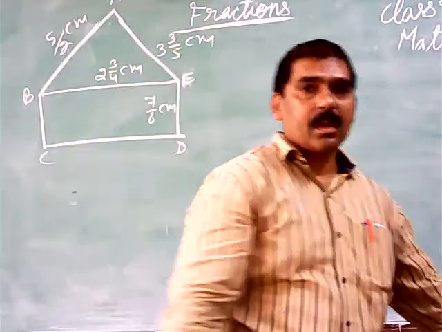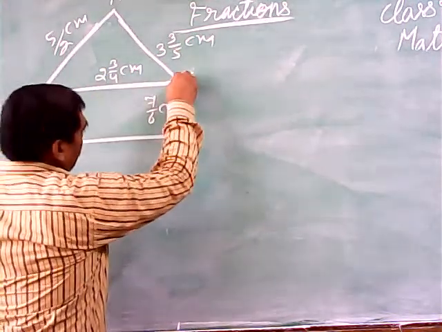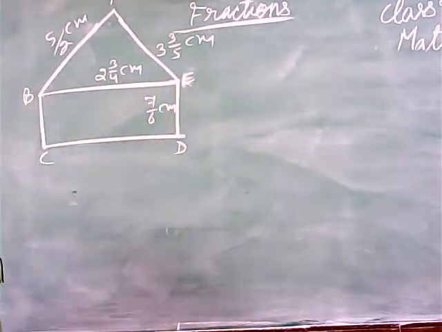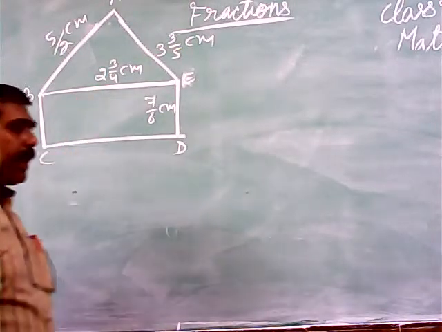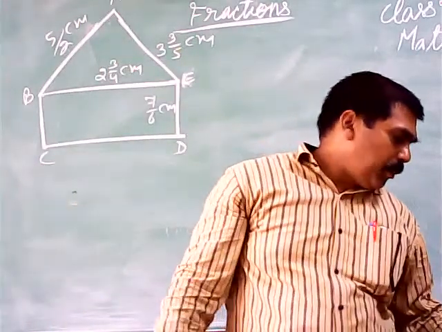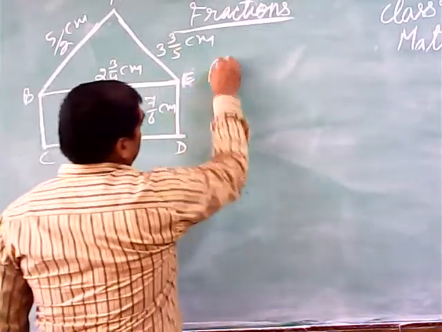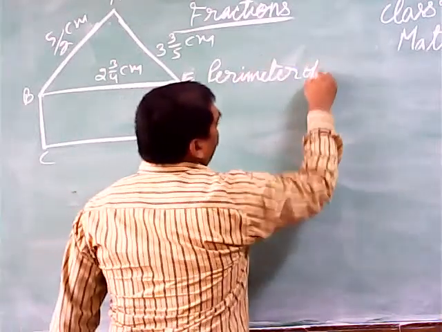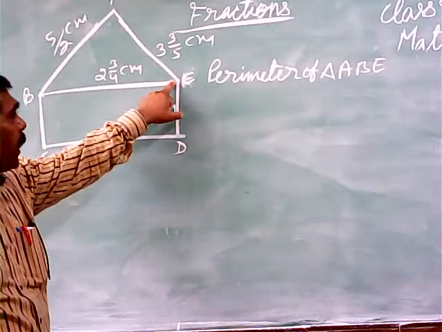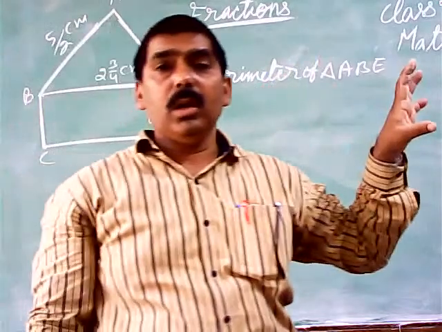Clear? See, this is the rectangle. First of all, find the perimeter of triangle ABE. Perimeter of a triangle, so what will its perimeter be? Sum of all sides.